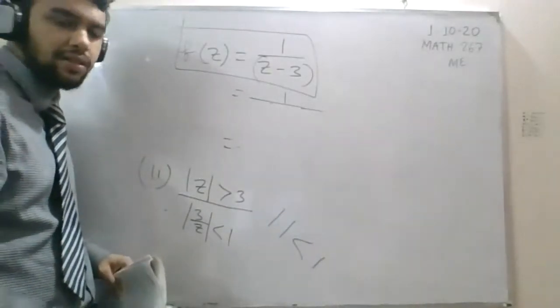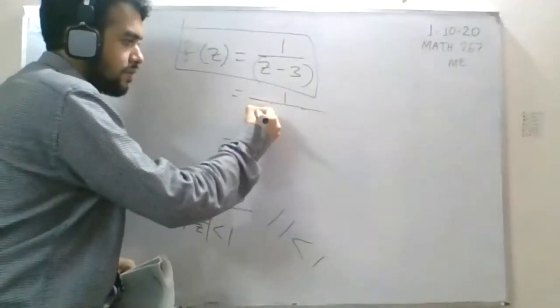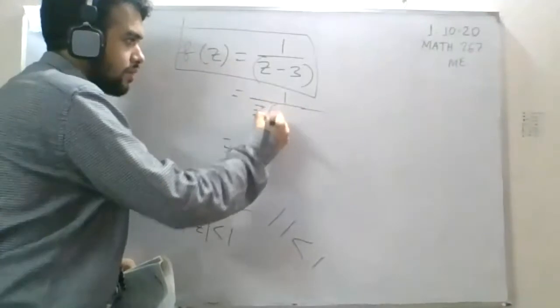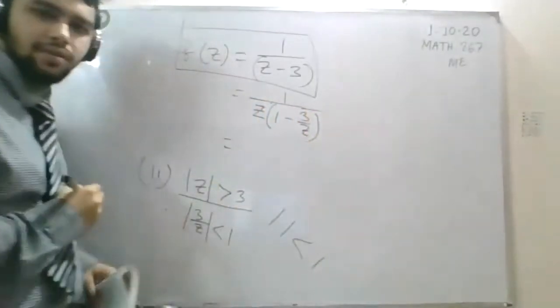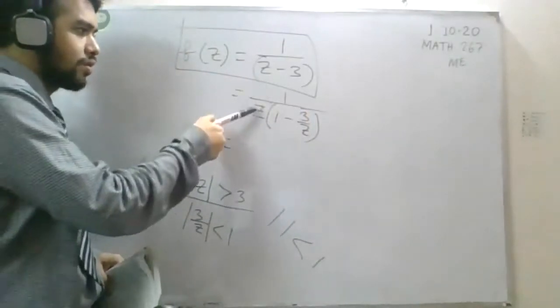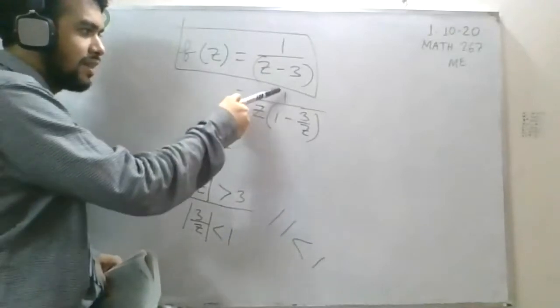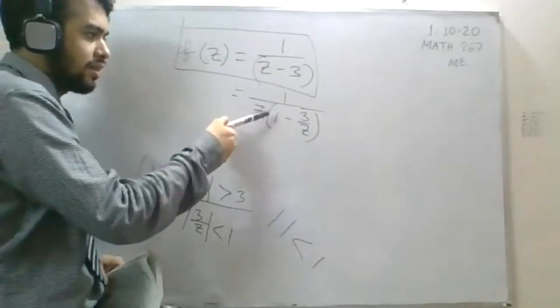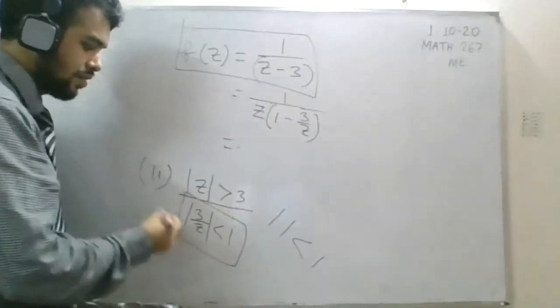Yes, what should we do? Okay, thank you. So here just take out the term z, and you can see that this is 1 by z into 1 minus 3 by z, and that will be our condition.